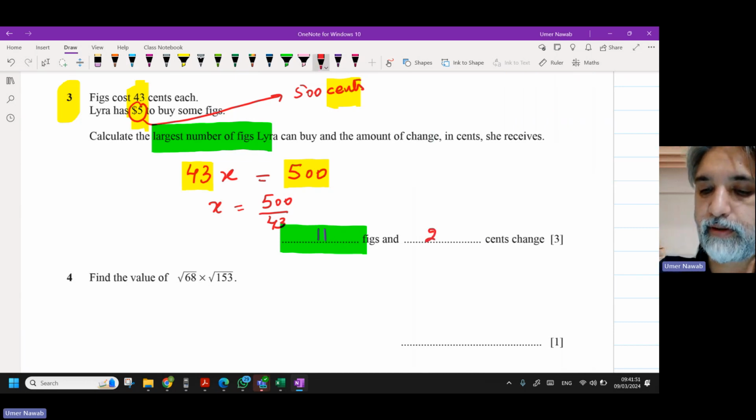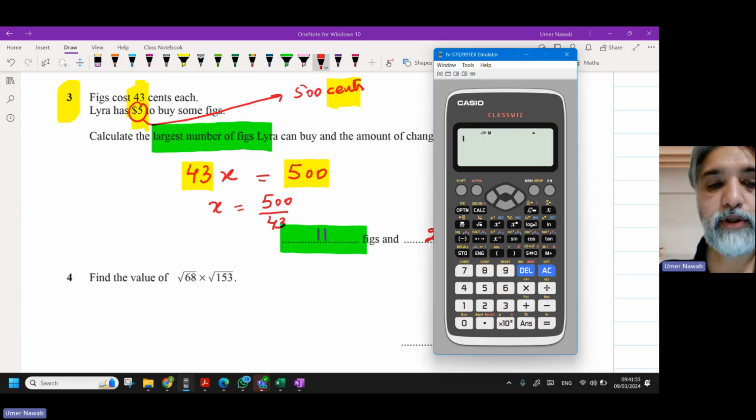So 27 cents. Let me explain again. How did I solve this question? He was having 500 cents and he wanted to buy a number of figs where the price of one fig was 43 cents. When I did it, I got my answer 11.6. So 11 is a whole number. So 11 figs complete he will buy. He cannot buy the 12th fig. So I need to subtract 11 from this answer. Now I get my decimal answer.